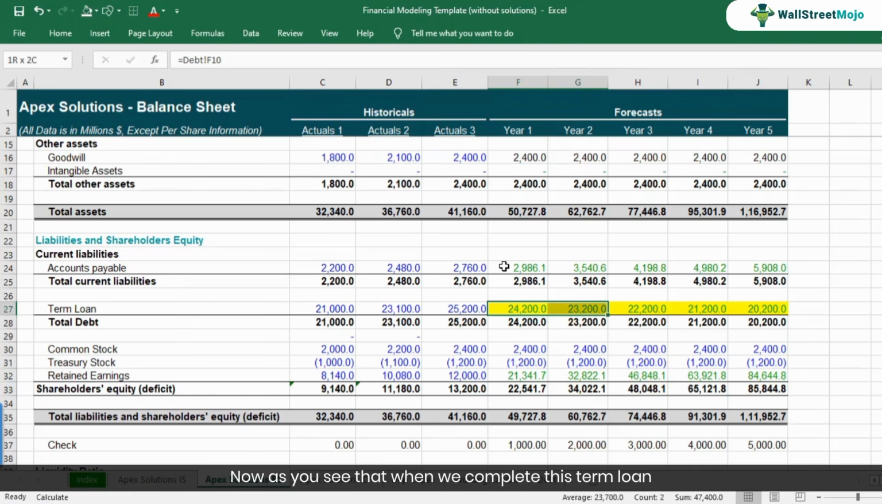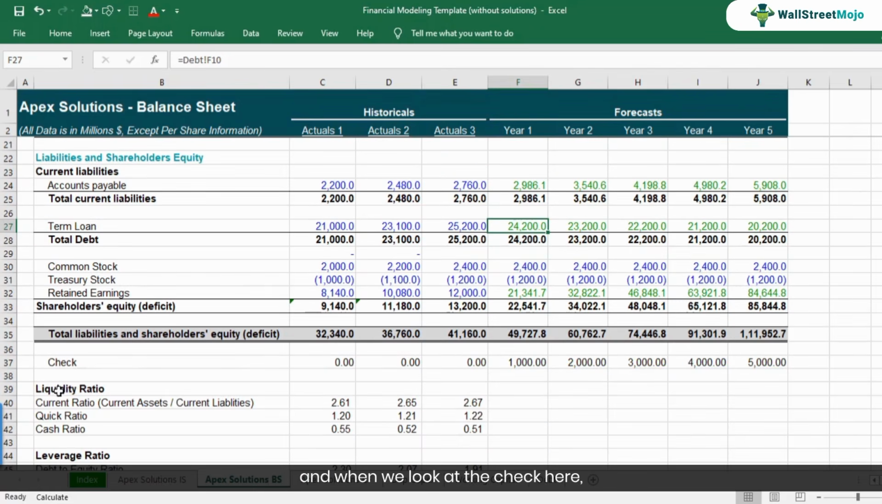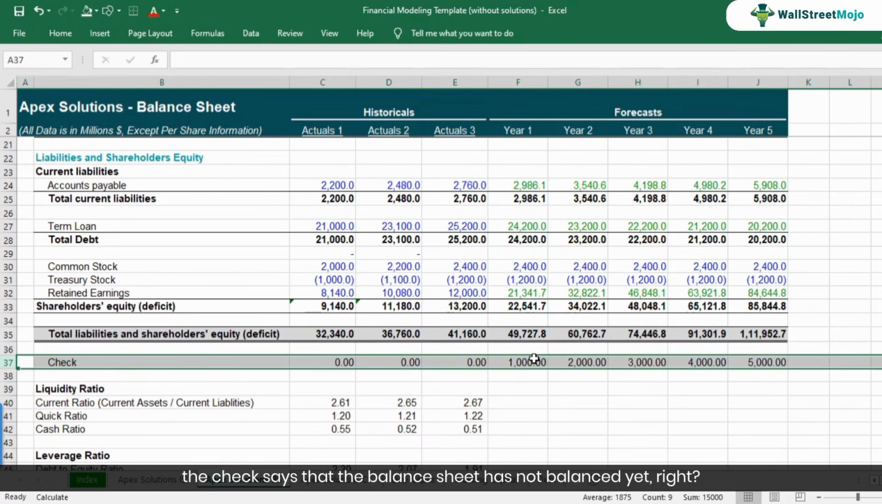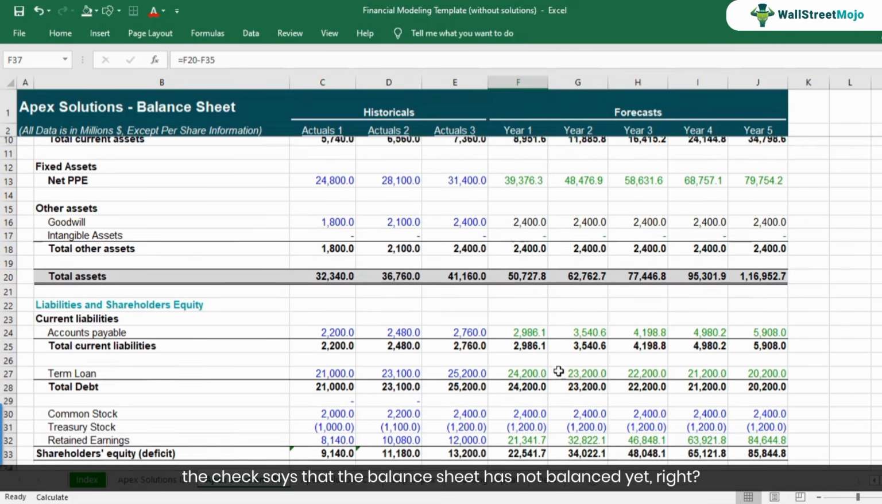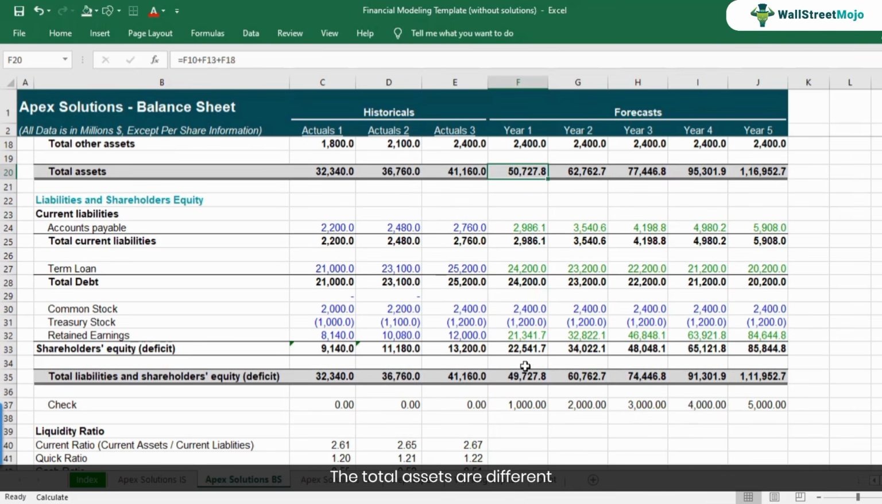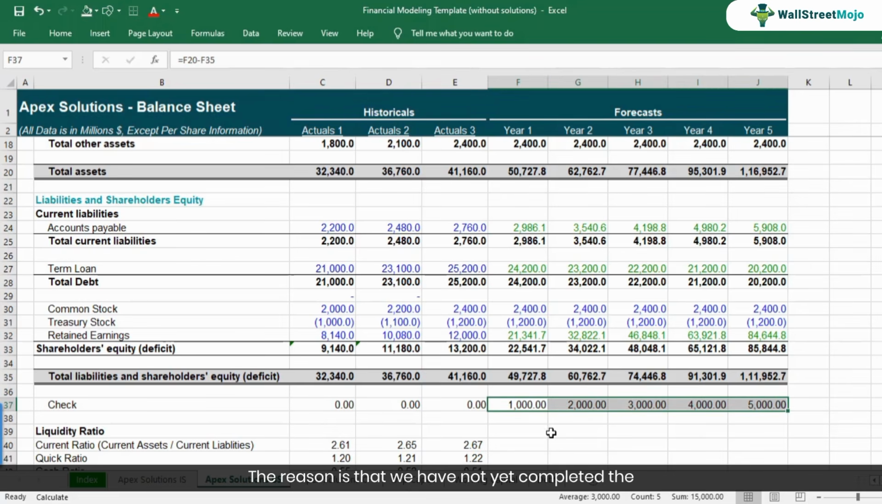Now as you see, when we complete this term loan and look at the check here, the check says that the balance sheet has not balanced yet, right? The total assets are different from total liabilities to an extent of 1000 million, that is $1 billion, and then it increases to 2 billion, 3 billion, 4 billion, 5 billion. Why do you think it is so? The reason is that we have not yet completed the cash flow statement as well.